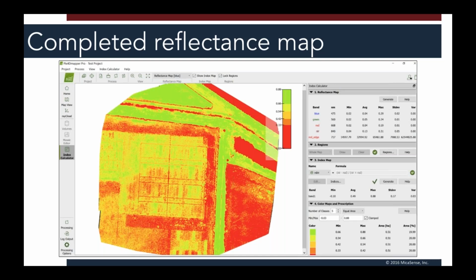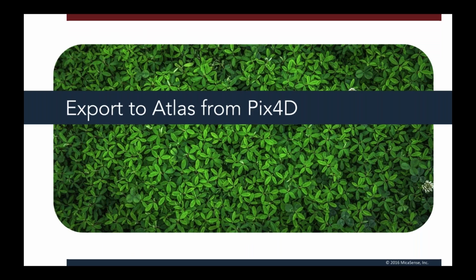If you want to add another vegetation index, you'd have to manually enter the formula there. Similar to how they have it for NDVI here, enter in whatever bands you're looking at and the specific formula to be able to view that, and you can also adjust the color scales and things as well. So this is the completed reflectance map in Pix4D, and in order to upload to Atlas, Drew will talk us through some of those steps.